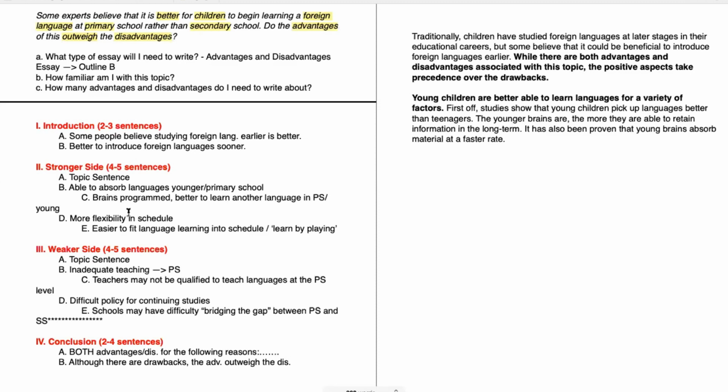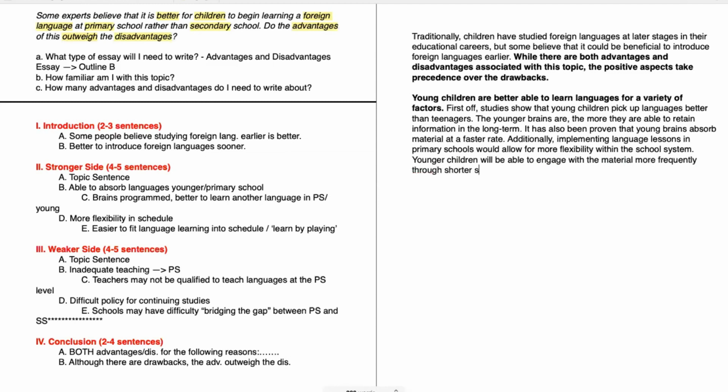And now I'm going to go into my second explanation, so more flexibility in schedule. It's my second point, so I'm going to say, additionally, implementing language lessons in primary schools would allow for more flexibility within the school system. And now as an example, I'm going to say younger children will be able to engage with the material more frequently through shorter sessions, thus maintaining their enthusiasm and progress.